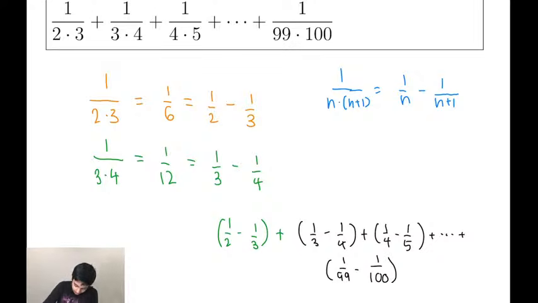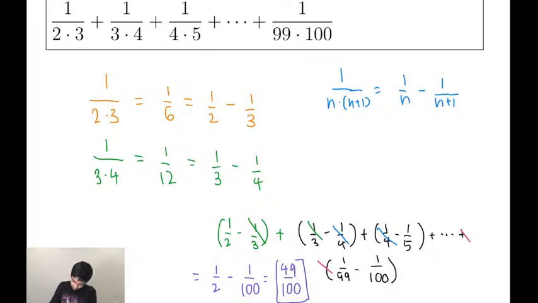As you can see here, the 1/3 terms will cancel, the 1/4 terms will cancel, and so on. The 1/5 terms will cancel, the 1/6 terms, all the way to the 1 over 99 terms will cancel. And we're left with just 1/2 minus 1 over 100, which is just going to be equal to 50 over 100 minus 1 over 100, which is 49 over 100. Which is our answer for this problem.